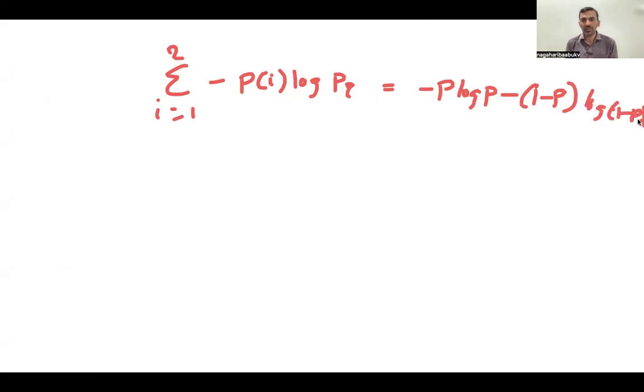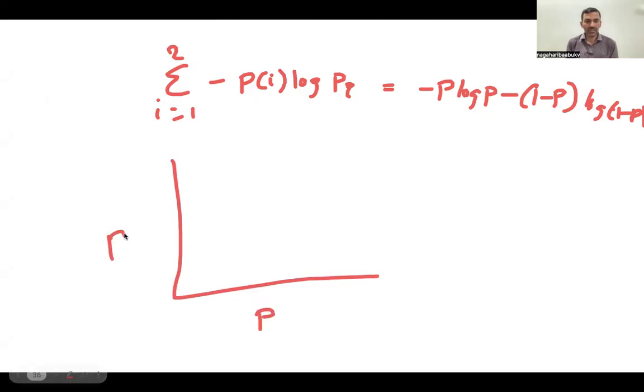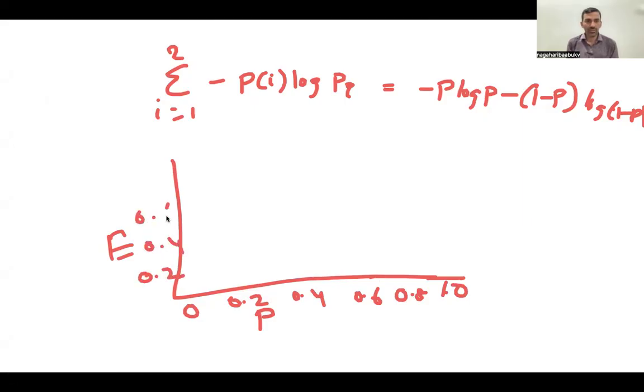So bear with me, my drawing is very bad. Here it is minus p log p minus (1 minus p) into log of (1 minus p). So this is binary entropy, right? If I put it this way, let's check: this axis is probability and this one is entropy, with the scale 0, 0.2, 0.4, 0.6, 0.8 and 1.0 on both.